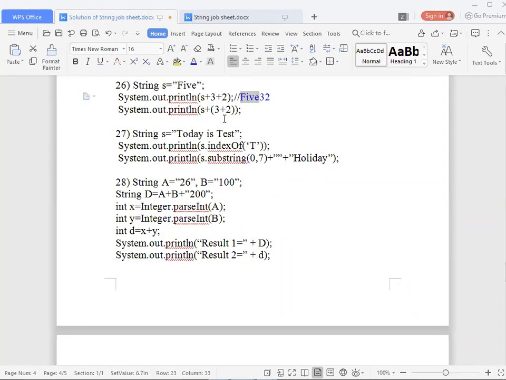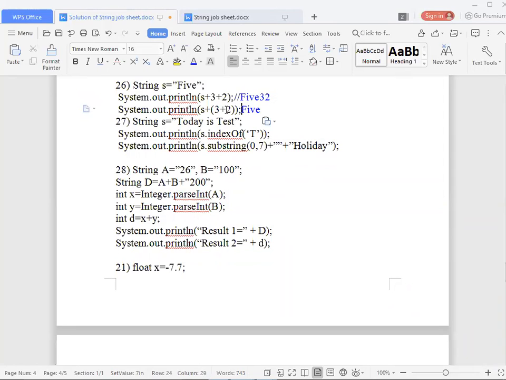Okay. Then there is a bracket, no? So inside the bracket, this plus symbol will perform the addition operation and then concatenate. So 5, the string 5, and then number 5.